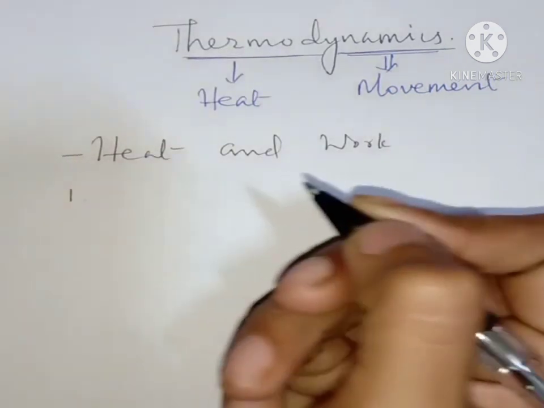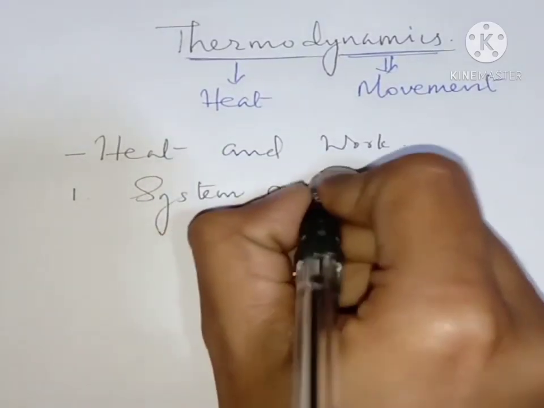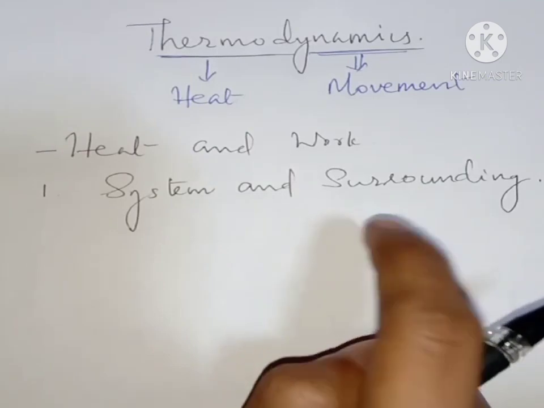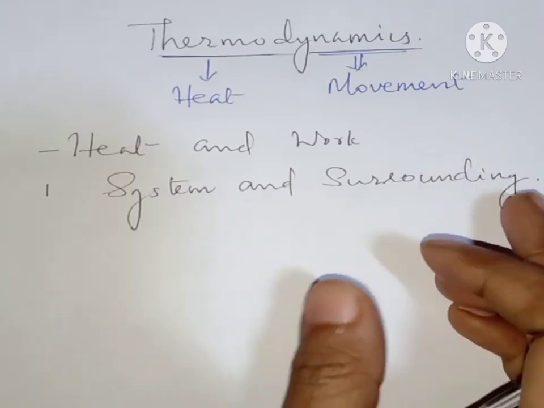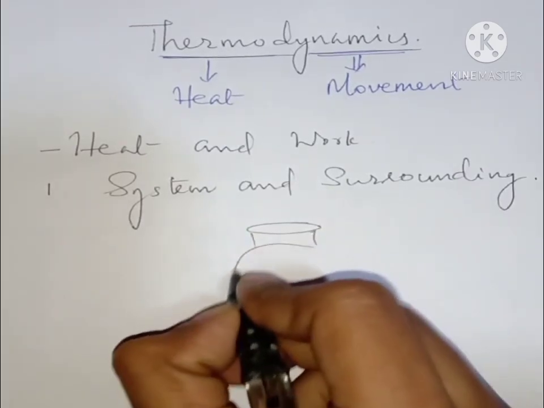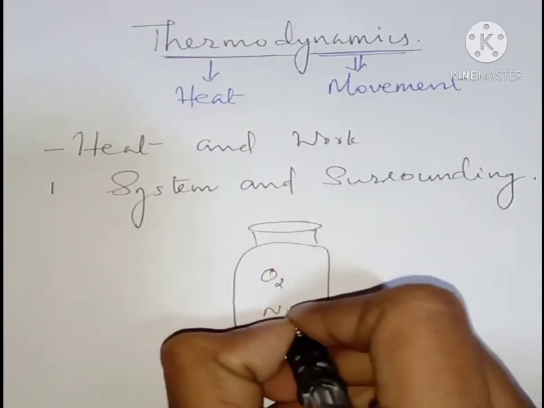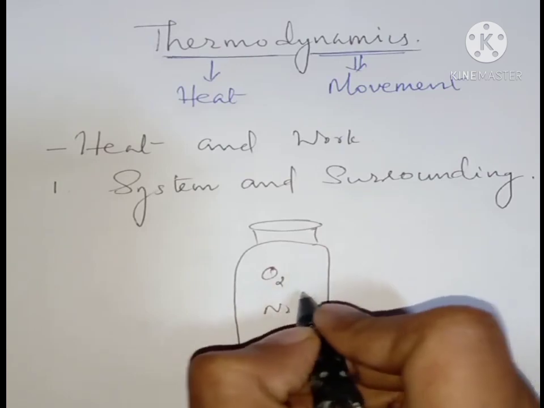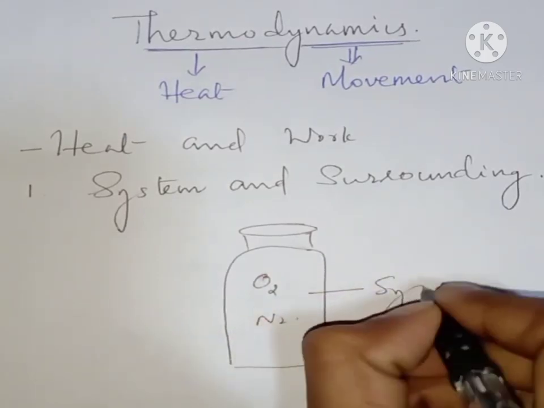The first term is system and surrounding. System means a part of the universe in which thermodynamic study is conducted. For example, if we consider a cylinder containing two gases, nitrogen and oxygen, and we are going to study this cylinder, then this is the system.